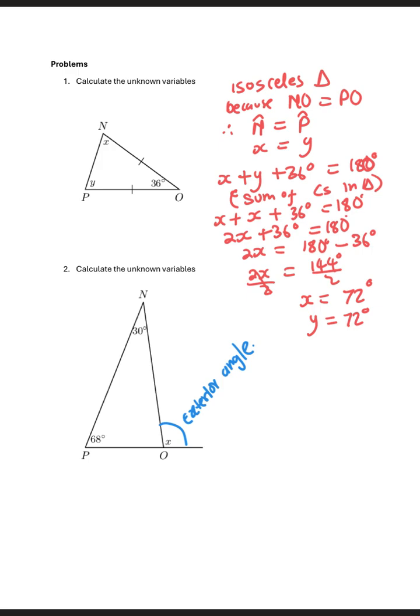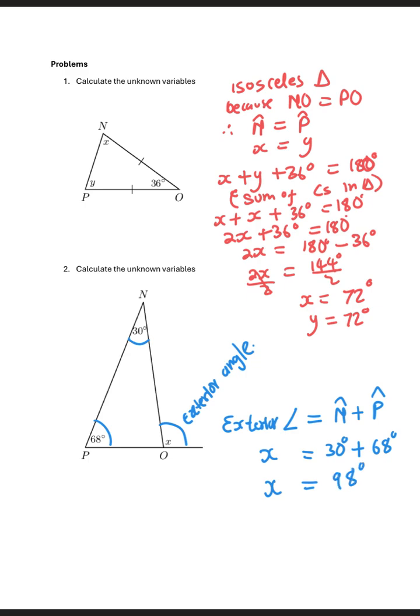So the exterior angle of a triangle is equal to what? This angle plus this angle, angle N plus angle P. And then we have angle N is 30, angle P is 68, and the exterior angle is X. Therefore, we have X is equals to 30 plus 68, which is 98 degrees.